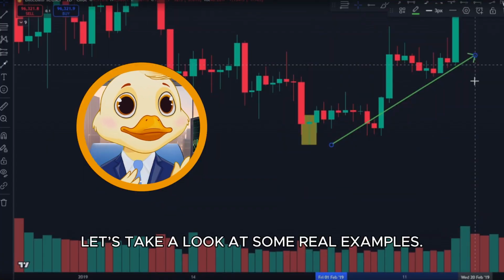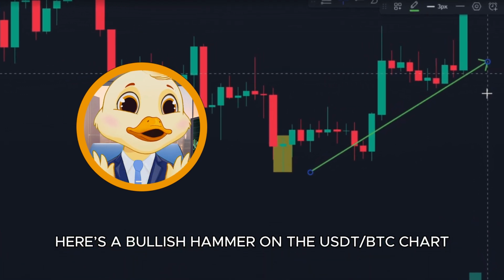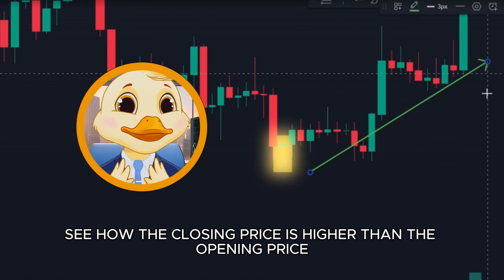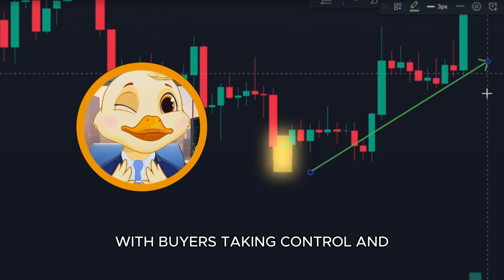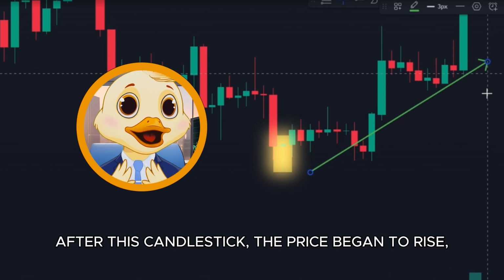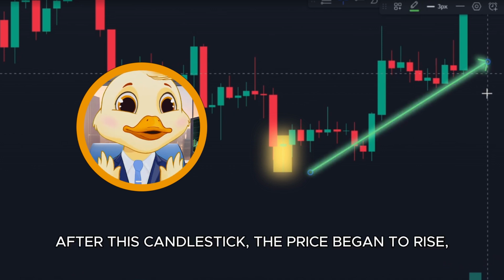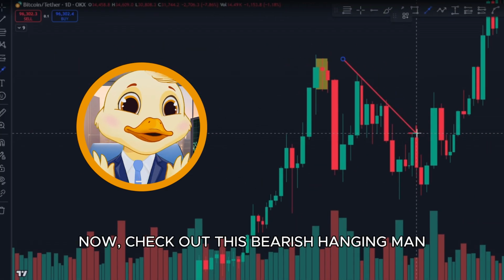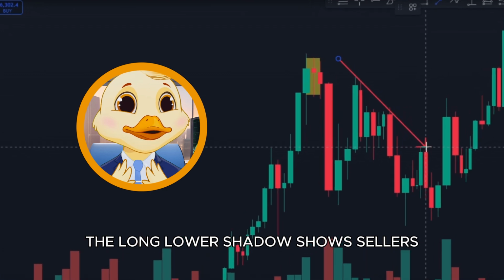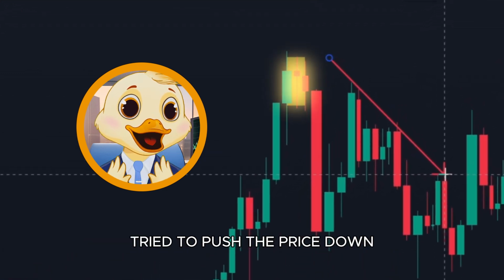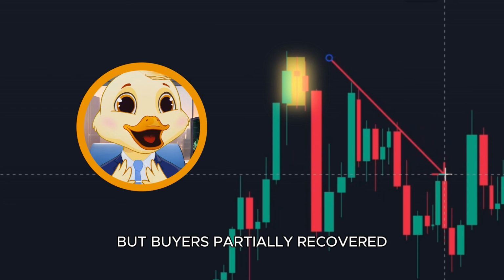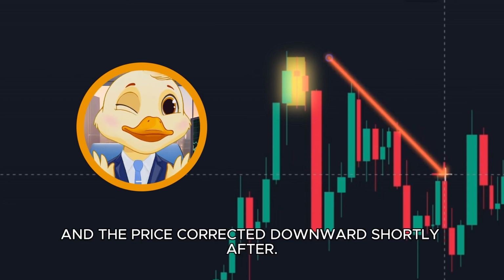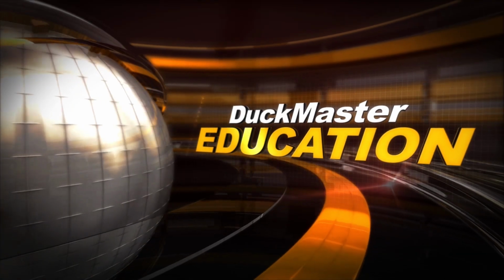Let's take a look at some real examples. Here's a bullish hammer on the USDT Bitcoin chart. See how the closing price is higher than the opening price, with buyers taking control and signaling a trend reversal. After this candlestick, the price began to rise, and it was a classic move that confirmed the bull's strength. Now check out this bearish hanging man. The long lower shadow shows sellers tried to push the price down, but buyers partially recovered. However, the overall signal here is bearish and the price corrected downward shortly after.